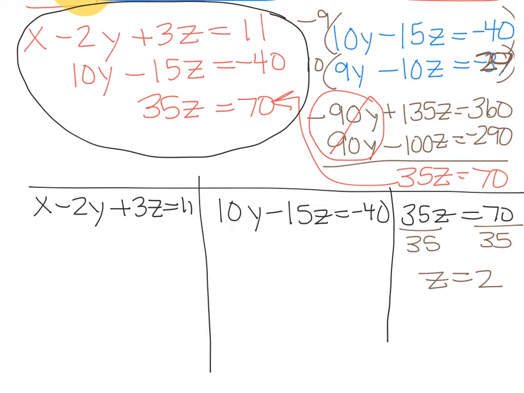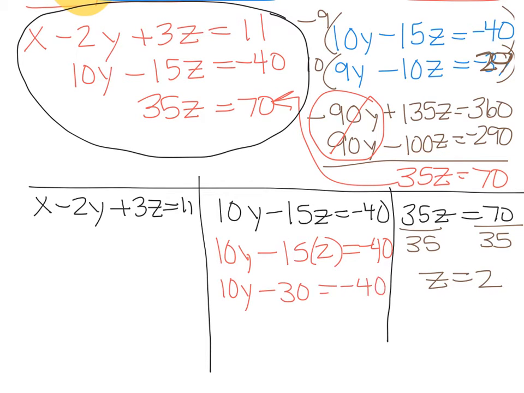Then you can take that result over to equation 2 and substitute it in. Negative 15 times 2 is negative 30. Subtract or add 30 to each side, and 10y is negative 10. Divide each side by 10, and y is negative 1. Then you can take both of those results over to equation 1 and substitute them in.